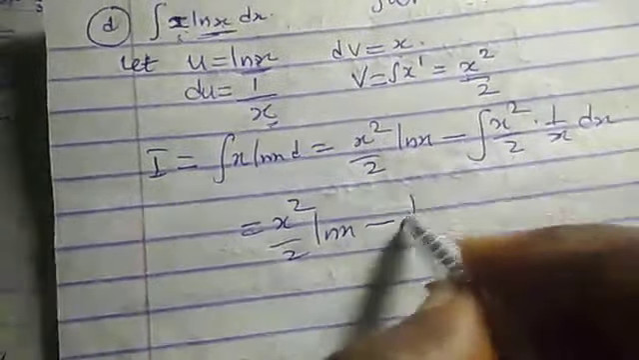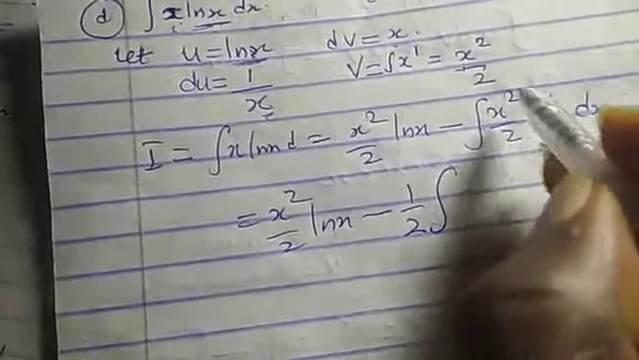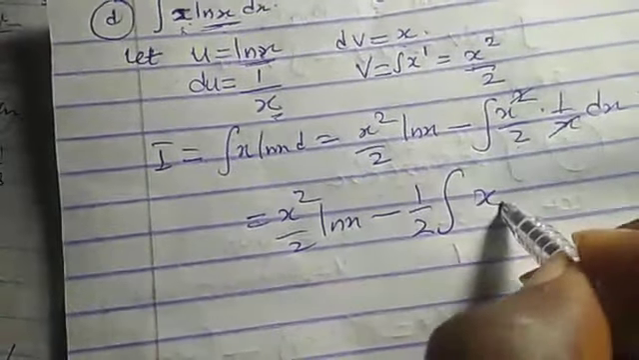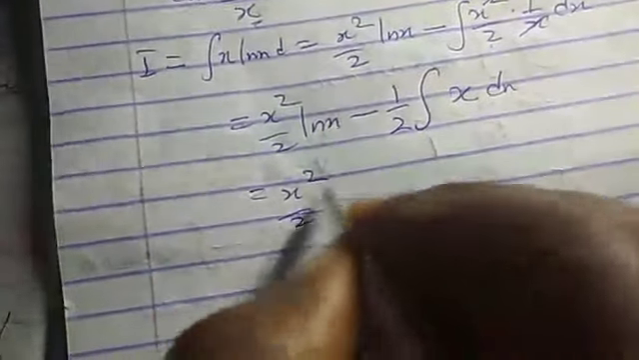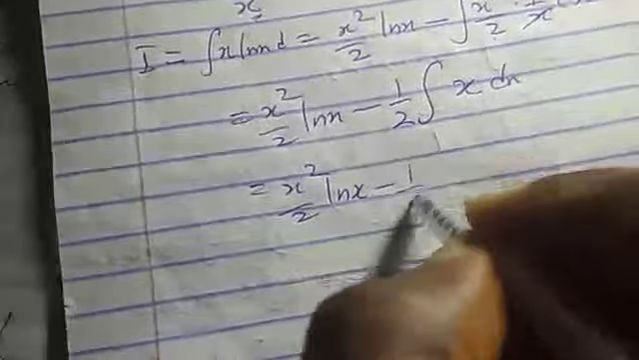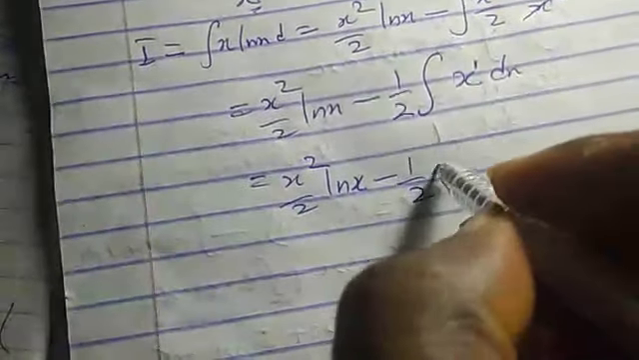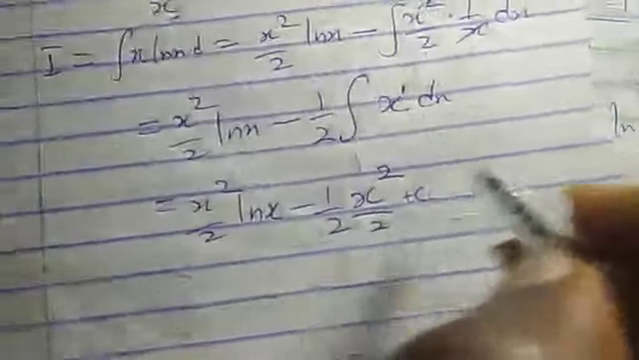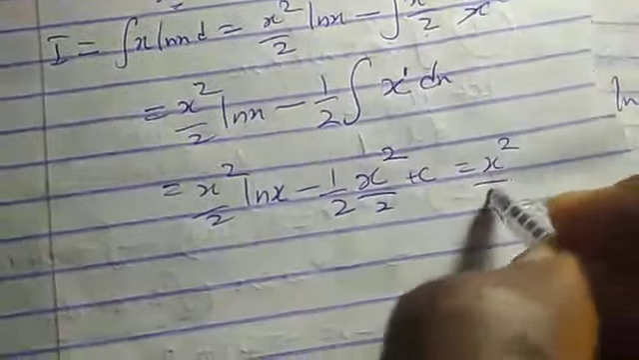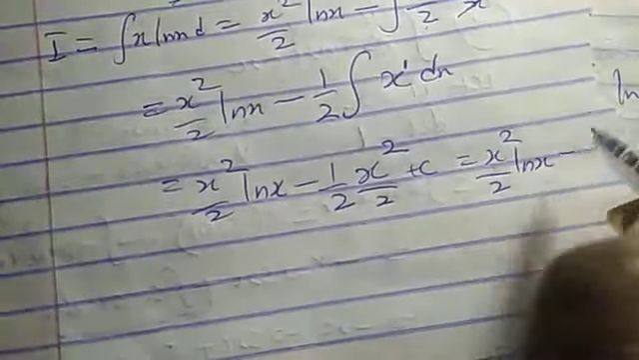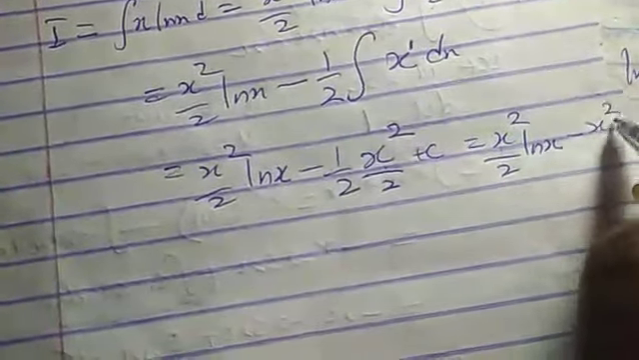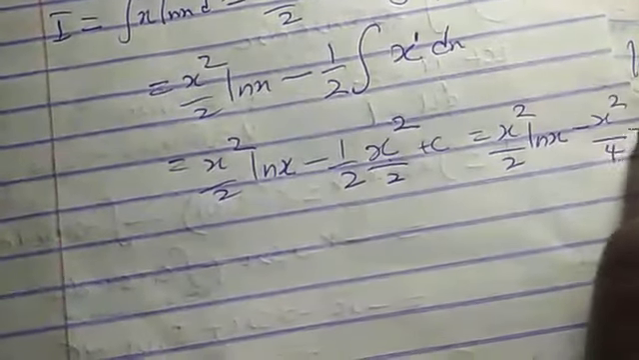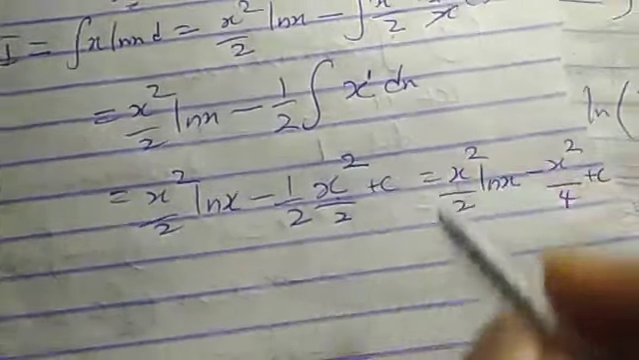So this, let me bring these 2 out, which is half. This cancels this. What we are going to have left is x dx. So our answer is x squared over 2 ln x minus half, this is raised to power 1. If I integrate it, I will have x raised to power 2 over 2 plus c. Finally, our answer there is x squared over 2 ln x minus x squared over 4 plus c. So that's our final answer.